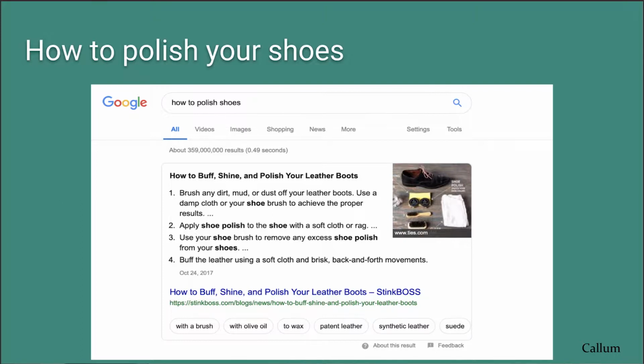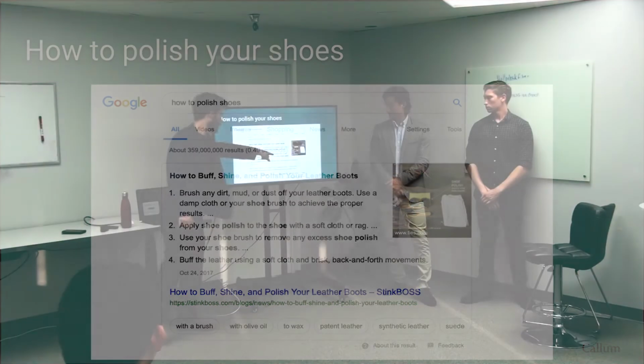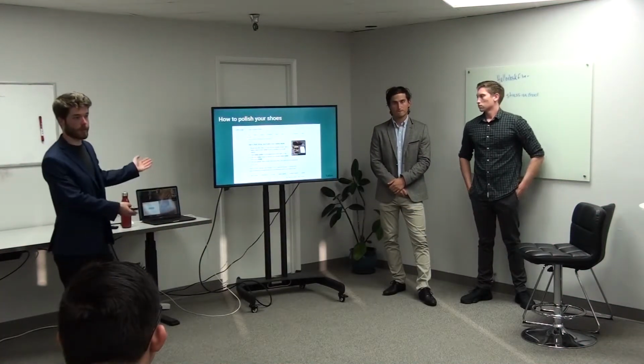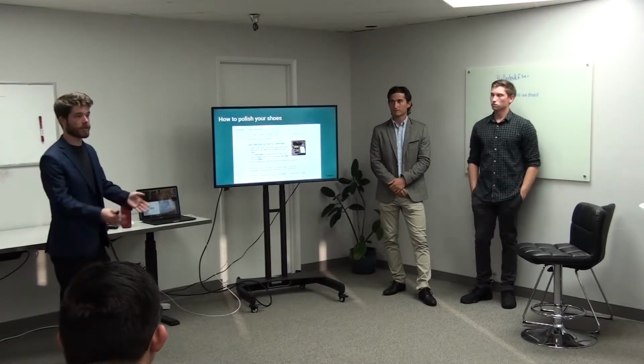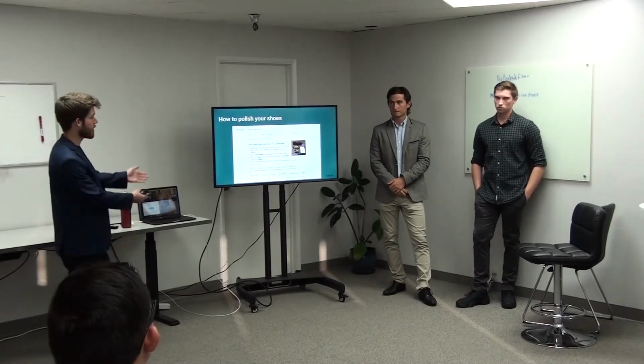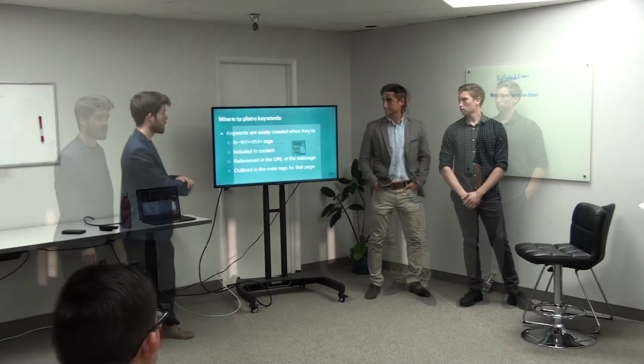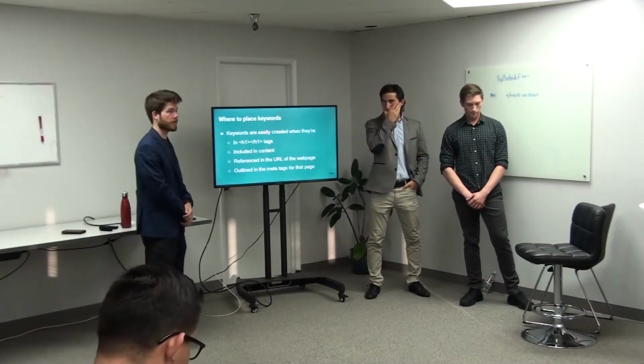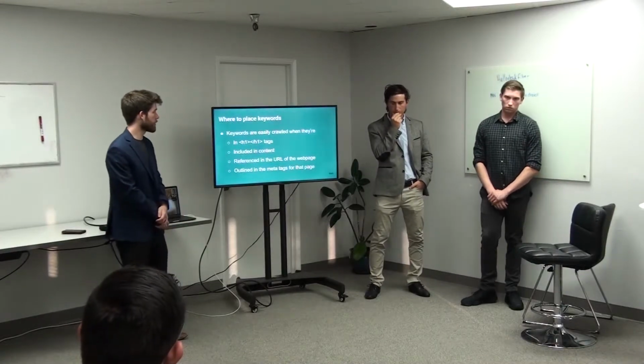And just to highlight it a little bit, you can see shoes was the main word within that question that was asked, and shoe polish, shoes, shoe, it's all highlighted, and so that's showing the relevancy of where they're placing the keywords within their content, all over the place. Where to place keywords. We've already talked a little bit about the patterns of content as a whole. Keywords are easily crawled.